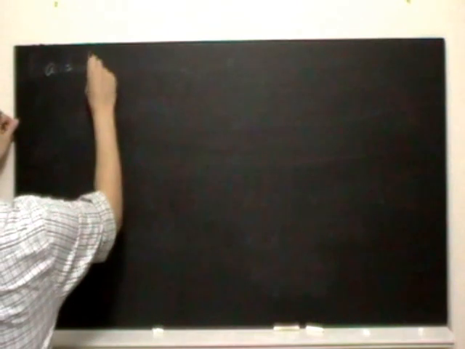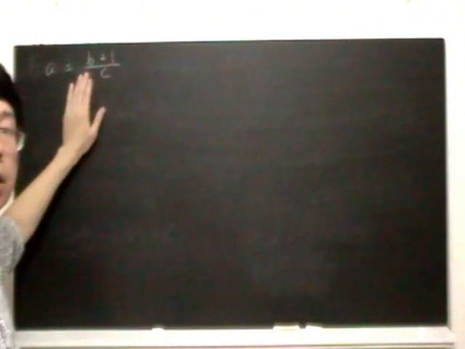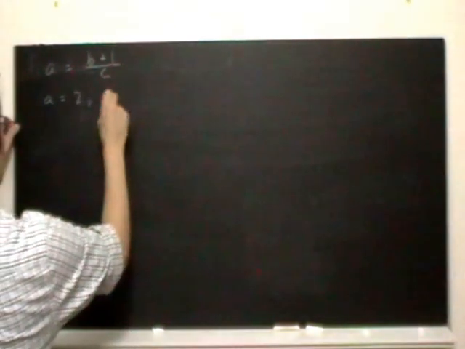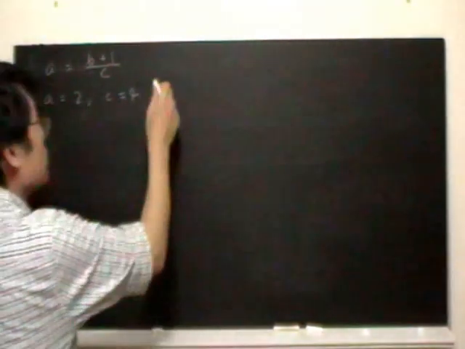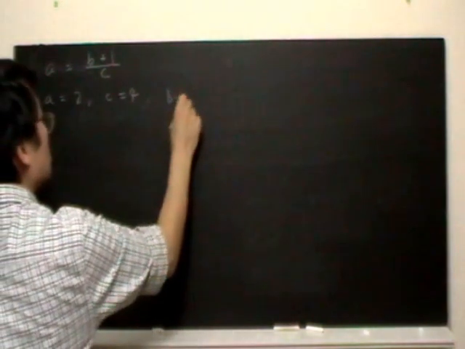Let's look at another example. We have the equation A is equal to B plus 1 over C. Now, suppose we are given that A is 2 and C is 4. And we need to find B.